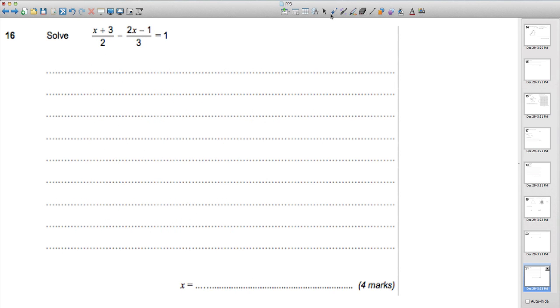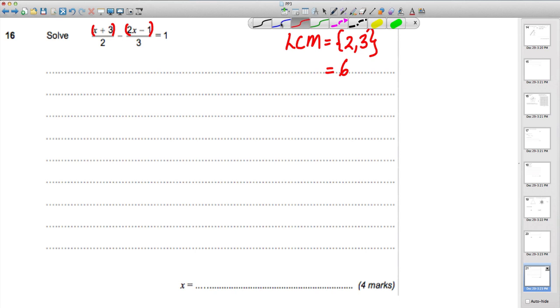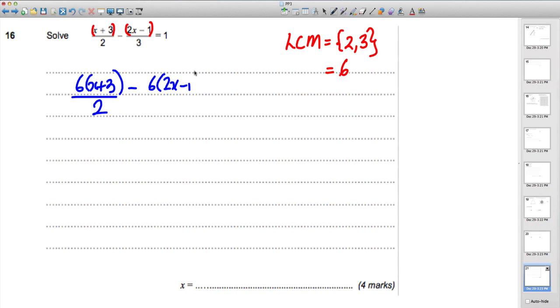First thing I do here, make sure I put a bracket there and there. It makes everything go much smoother. First thing I do is I work out the lowest common multiple of 2 and 3. What number is the smallest that 2 and 3 divide into? It's 6. I multiply everything through by 6. So I get 6 times x plus 3 over 2, subtract 6 times 2x, subtract 1 over 3 is equal to 6. Everything got multiplied by 6.